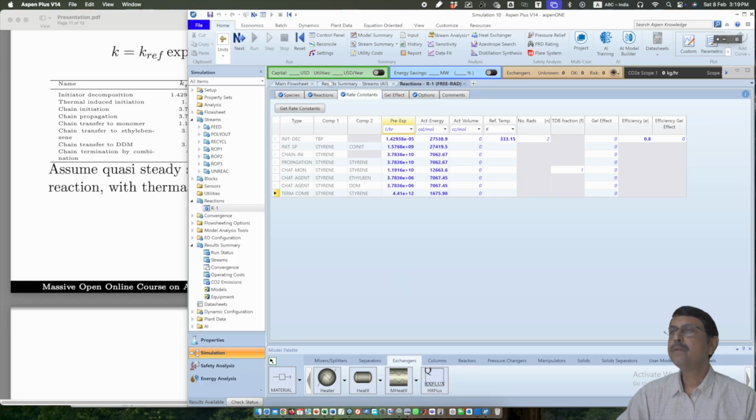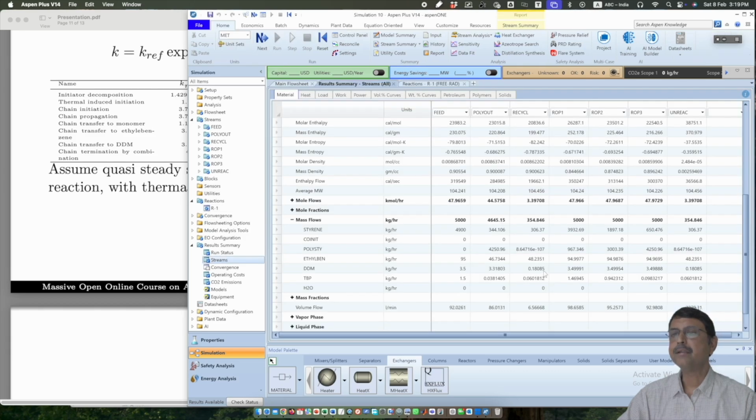Now let us look at the result summary. This is the feed, this is the polymer out, this is the recycle loop. So out of 4,900 kg per hour of styrene, that is 98% of 5,000 kg per hour, 4,250.96 kg per hour has come into the polystyrene flow, and 344 kg remained unreacted. Okay, and the recycle loop is having 306 kg.